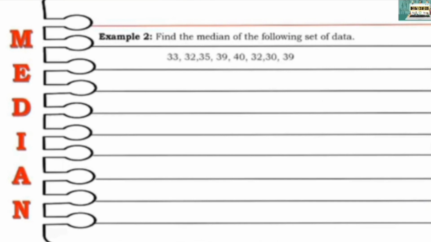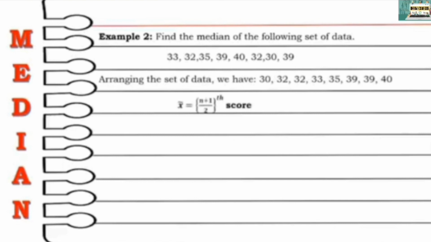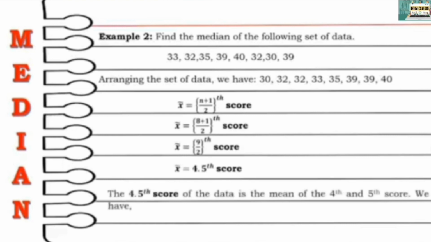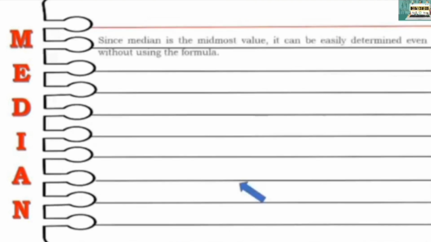Find the median of the following set of data. By arranging the set of data, we have the following. Let us now use the formula to locate the position of the median, where n is equal to 8. Therefore, the median is the 4 5/10 score. The 4 5/10 score of the data is the mean of the 4th and 5th score. We have (33 + 35) / 2, and that is equal to 34. Therefore, 34 is the median. Since median is the midmost value, it can be easily determined even without using the formula.